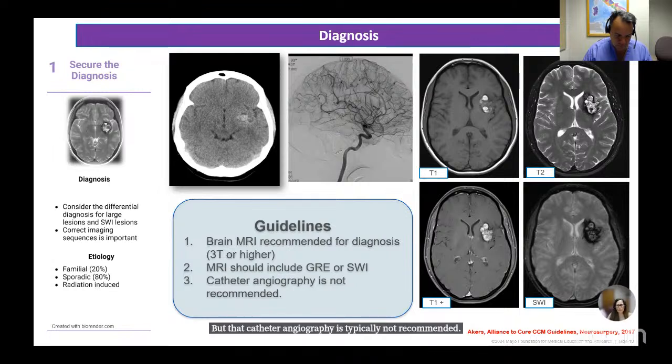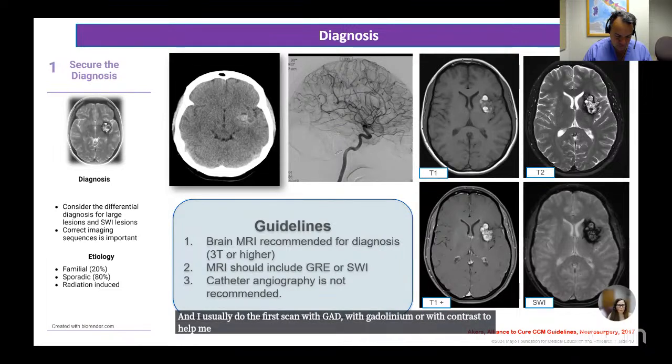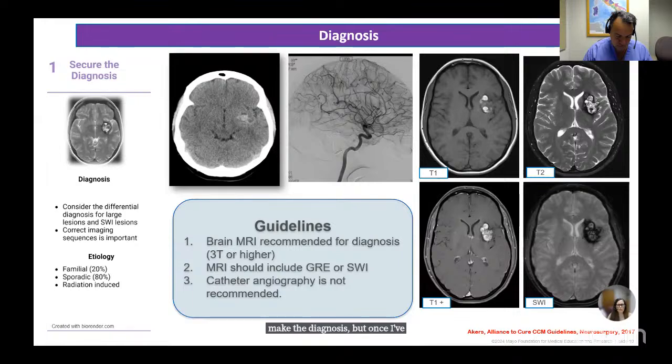The guidelines suggest an MRI is recommended for the diagnosis, but that catheter angiography is typically not recommended. And I usually do the first scan with gadolinium or with contrast to help me make the diagnosis, but once I've secured the diagnosis, follow-up scans do not require gadolinium.